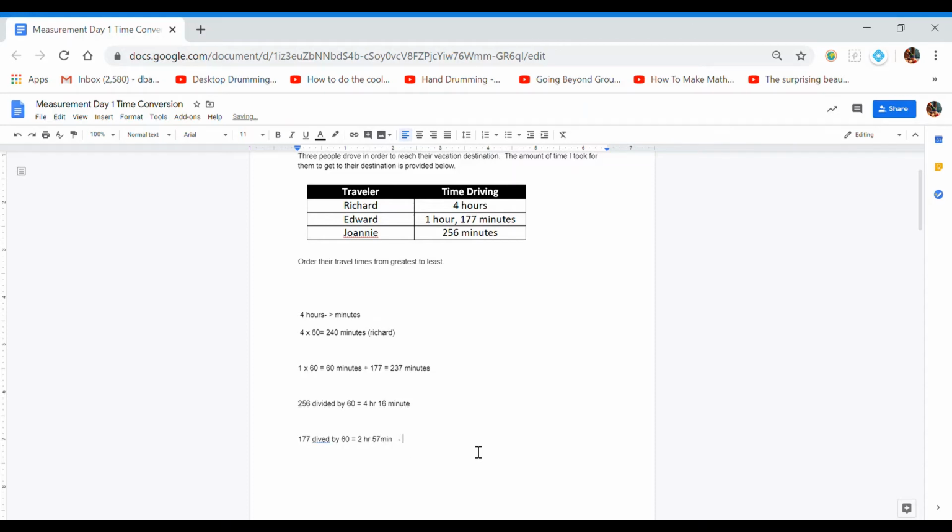The total would actually be plus 1 hour. Oop, that's plus 1 hour, not equals 1 hour. Plus 1 hour equals 3 hours and 57 minutes. And we see with the same ranking that Edward's time would be the least time, which matches our minutes answer. So that's it for our problem solving task.